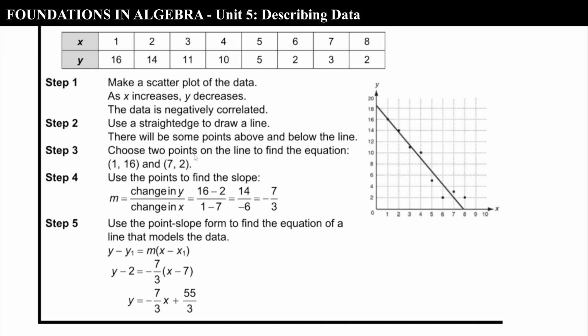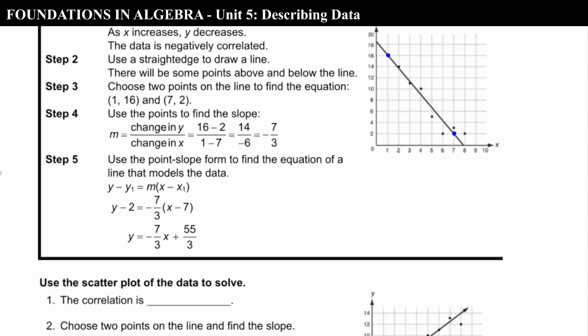Choose 2 points on the trend line to find the equation. So here we're choosing (1, 16), so there's a point there, and (7, 2). So let's see, (7, 2) would be right here. And then we are going to find our slope between those two points. Your change in y over your change in x, we get a slope of -7/3. And then we use that in point-slope form. Choose one of the 2 points you chose, choose your slope, and go ahead and put it in the point-slope form to find out what your equation of the line is in y-intercept form, or slope-intercept form.